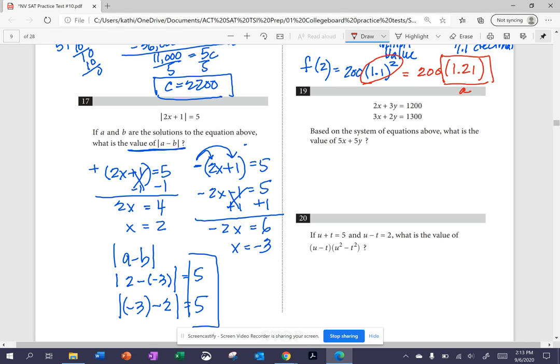Right, 19. Based on the system of equations above, what is the value of 5x plus 5y? So this is another one where you make sure you answer the question. If I just add my two equations together, 2x plus 3x is 5x. 3y plus 2y is 5y, of which this is what I'm looking for, equals 1200 plus 1300, which is 2500. So my answer is 2500.